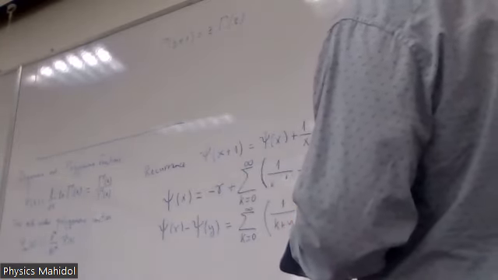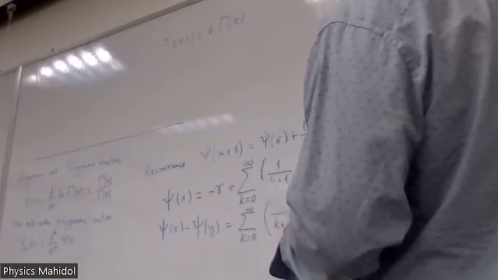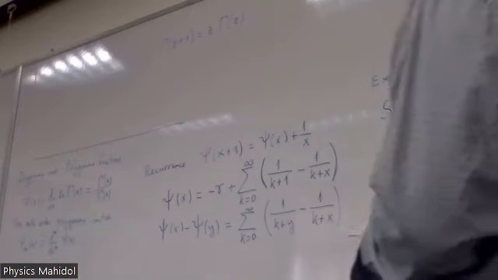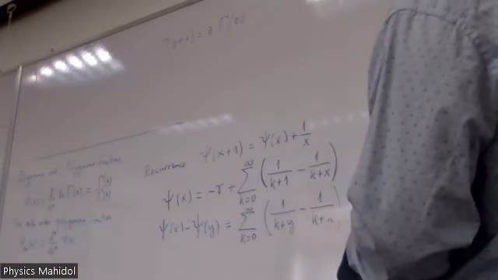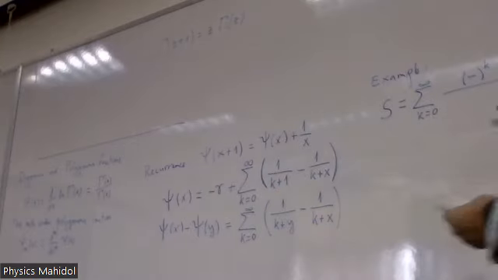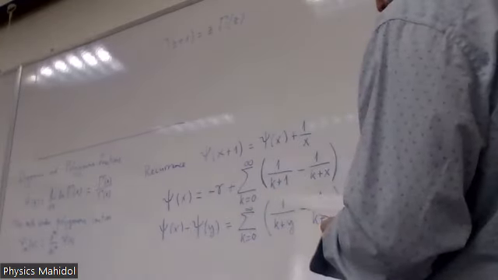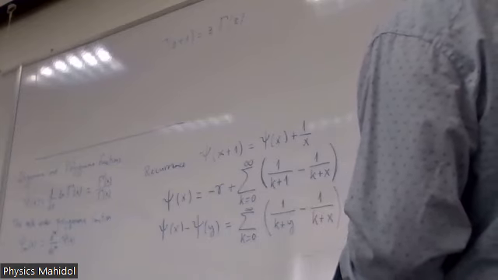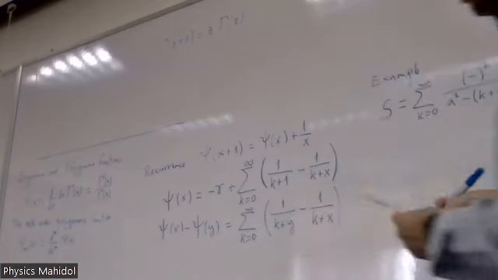The sum from k equals 0 to infinity of minus 1 to the power of k over a squared minus k plus 1/2 squared.